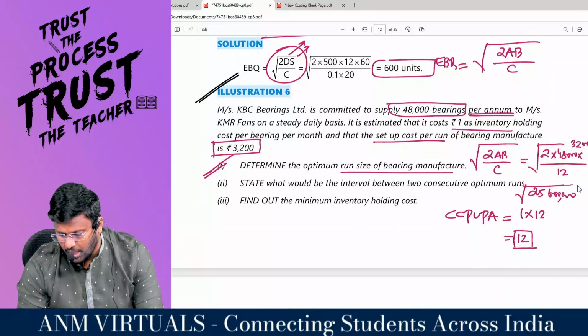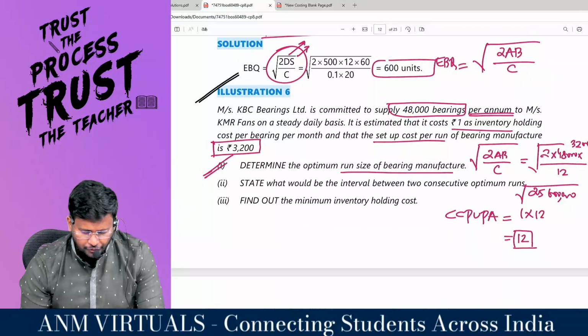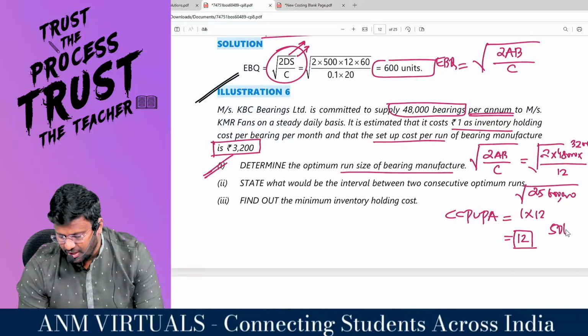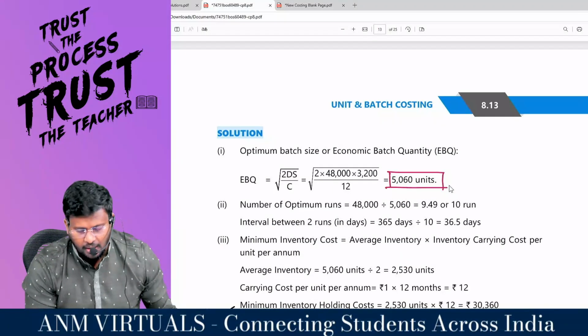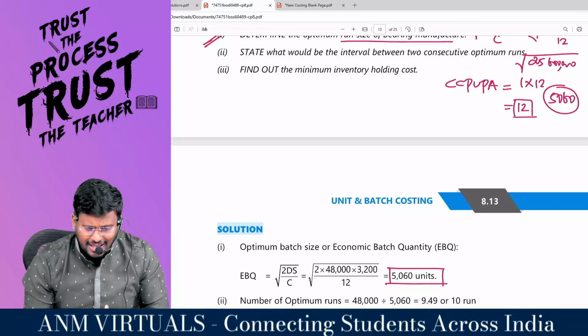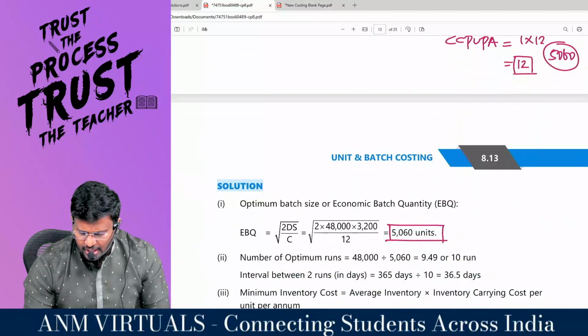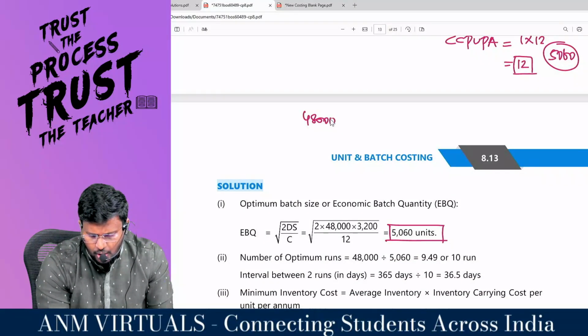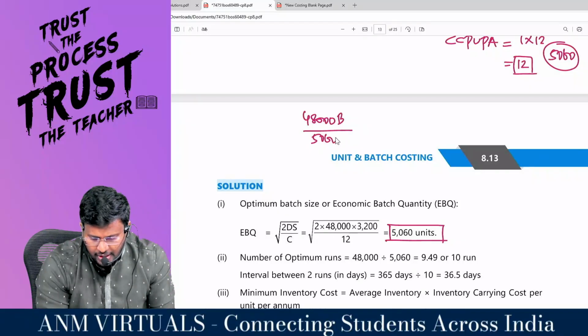Shall I put a root? For that root, it comes to 5059.6, basically 5060 units. That's the answer for the first one. So in every batch, it's better to manufacture 5060 units. Easy, simple. That means yearly you need 48,000 bearings, and in every batch you will manufacture 5060 units.